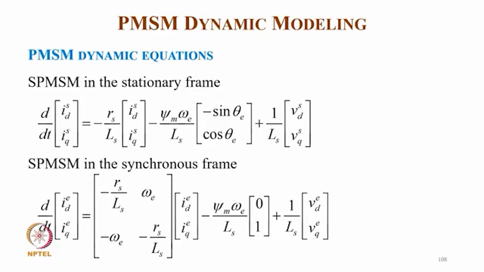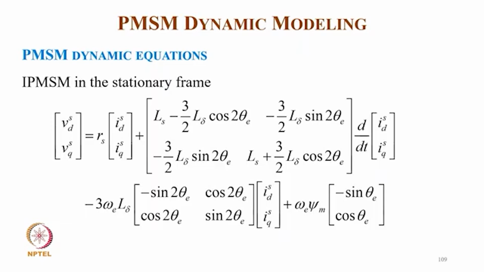So coming to the dynamic equations. For the surface mounted synchronous motor in the stationary frame, d/dt of [i_d i_q] equals −R_s/L_s times [i_d i_q] minus φ_m ω_e/L_s times [−sin θ_e, cos θ_e] plus 1/L_s times [v_d v_q]. For this surface mounted machine, when we transform to the synchronous reference frame, it becomes d/dt of [i_d i_q] equals [−R_s/L_s, ω_e; −ω_e, −R_s/L_s] times [i_d i_q] minus ω_e/L_s times [0 1] plus 1/L_s times [v_d v_q].